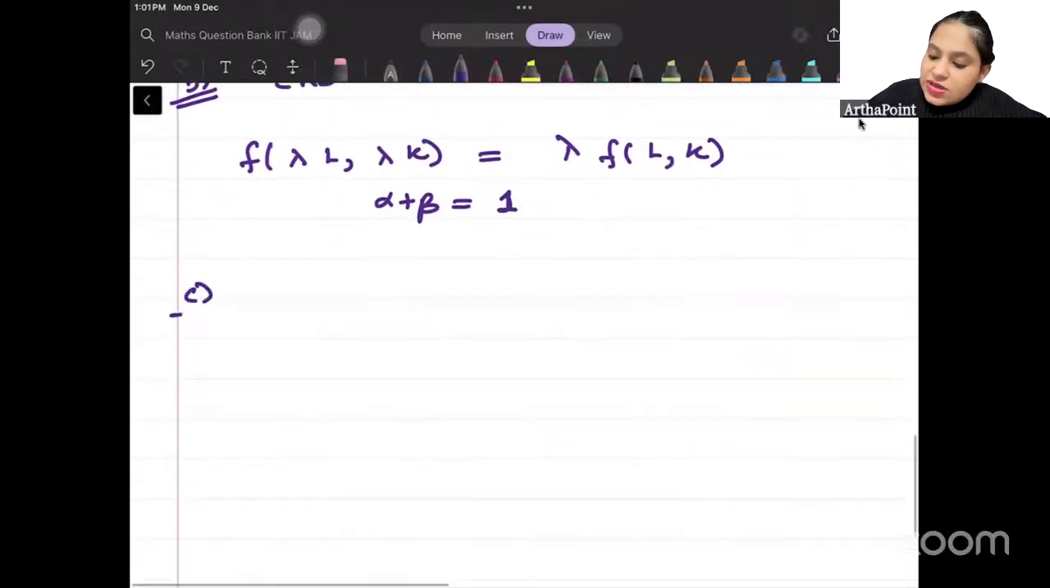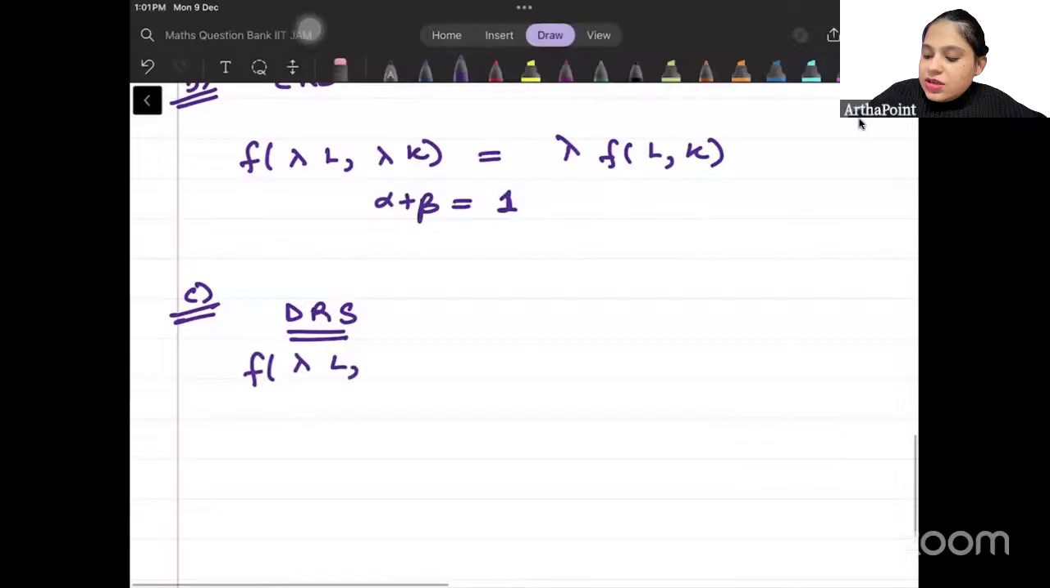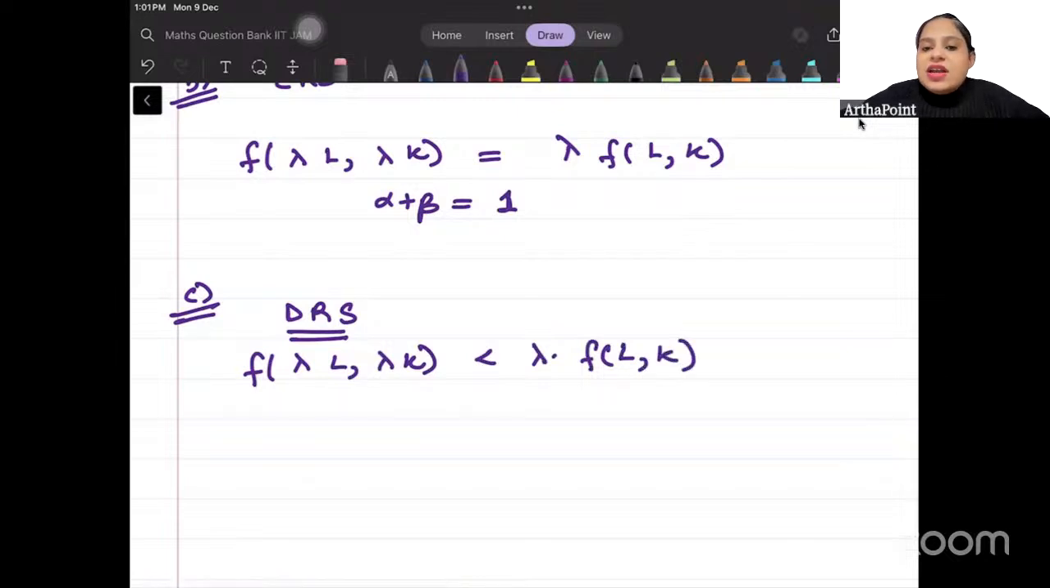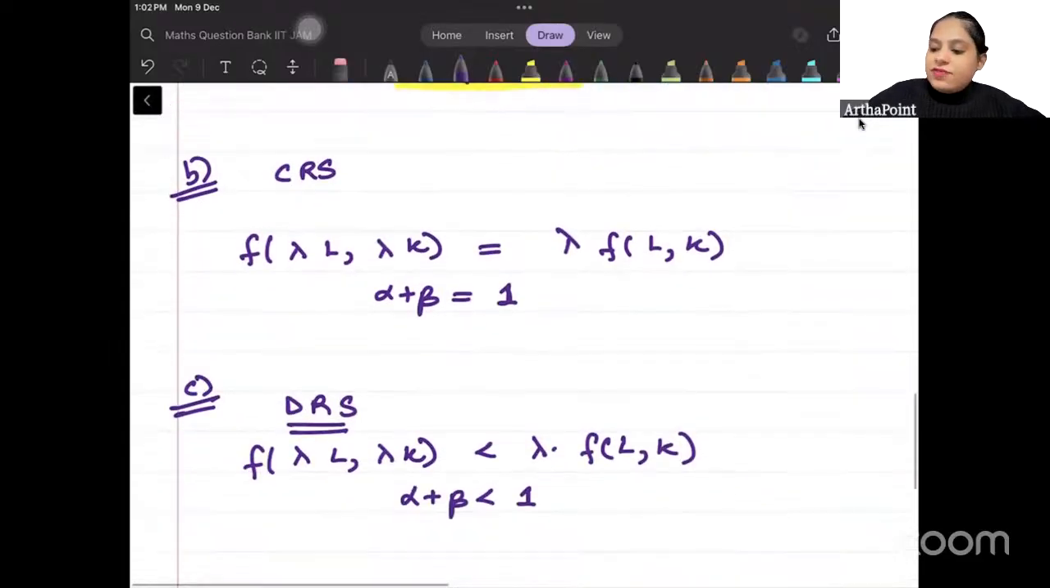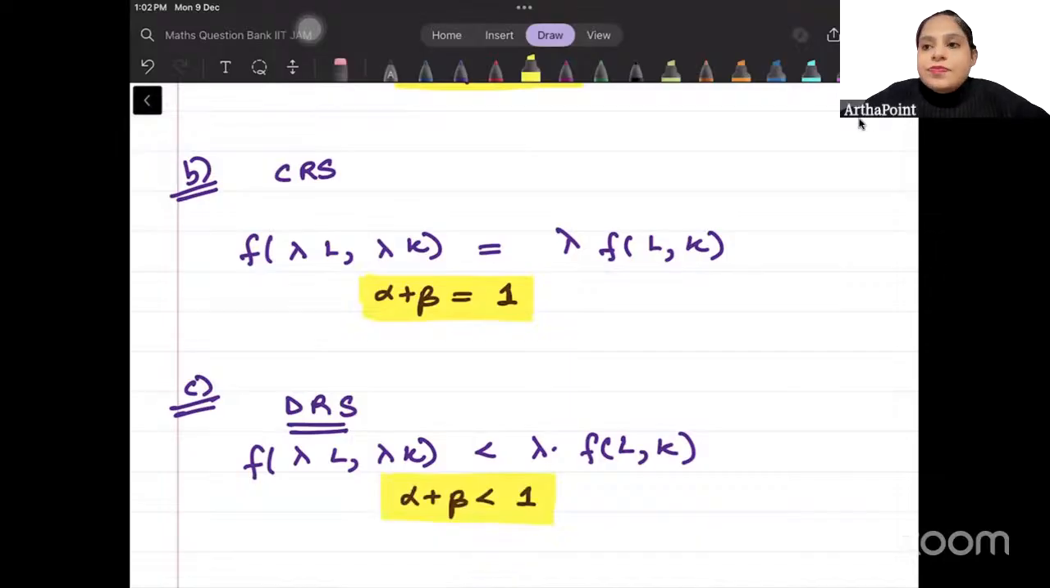And the third one is, if you do DRS, then when you scale the inputs, it should be less than the scalar times the output. So you will get alpha plus beta less than 1. So these three will turn out to be your conditions.